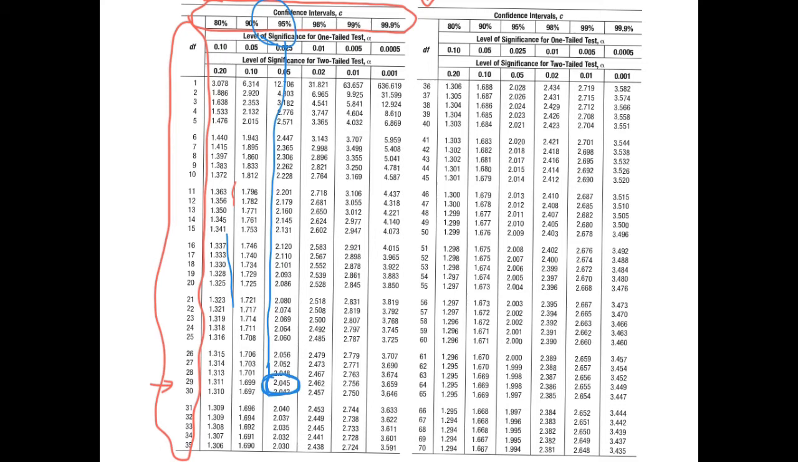Let's say we had 16 degrees of freedom, and we were looking at a 99% confidence interval. Therefore our t value would be 2.921. We'll use the level of significance, one-tail and two-tail test, for chapter 10.